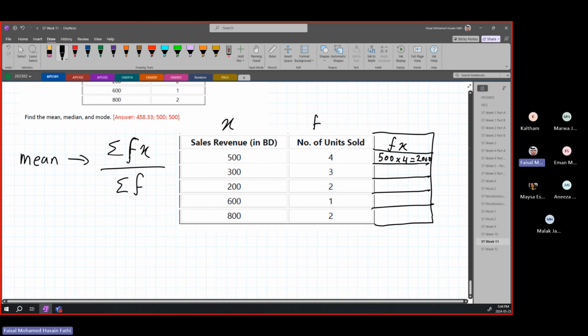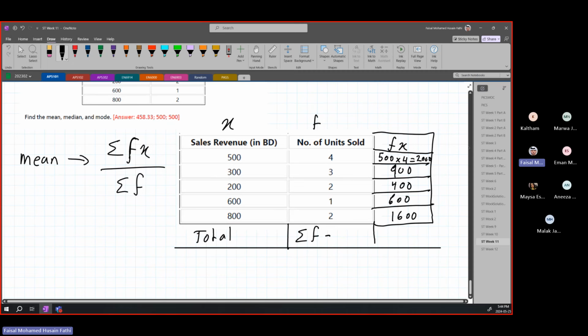All right. And the remaining ones, I'm just going to calculate them real quickly. So 300 times 3 is 900. 400 times 1 is 400. 600 times 1 is 600. And 800 times 2 is 1,600. And remember, we need to find our total now. So in other words, sigma f for this column, I should say, is going to be, we just add all of these.